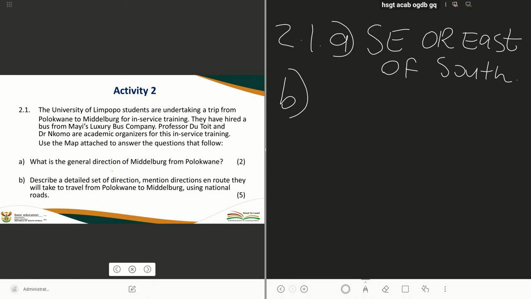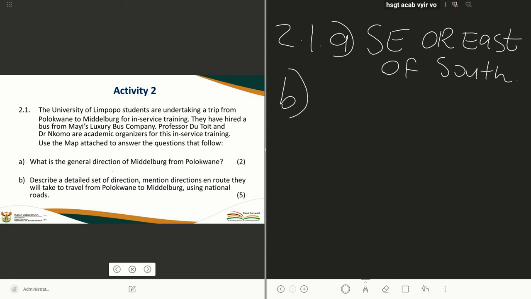Mention the directions en route they will take to travel from Polokwane to Middelburg. And then as you are describing the direction, you must use the national roads. Now let's go back to our map. We want the directions from Polokwane to Middelburg.